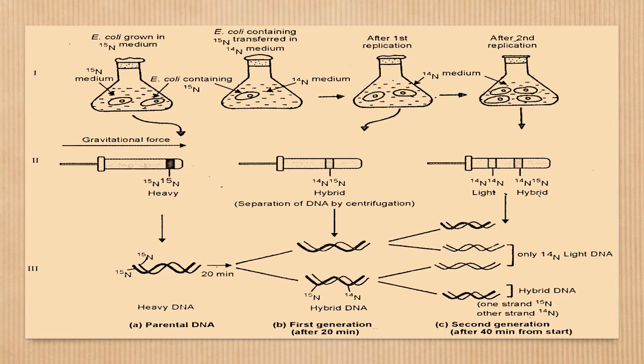So first, what we did, we cultured bacteria in N15 medium, that is N15 containing ammonium chloride medium, and after that we transferred them. So we separated their DNA. Then all the DNA consists of heavy nitrogen. Clear? That's why it is considered heavy DNA, that means DNA with the heavy nitrogen isotope. Heavy DNA.